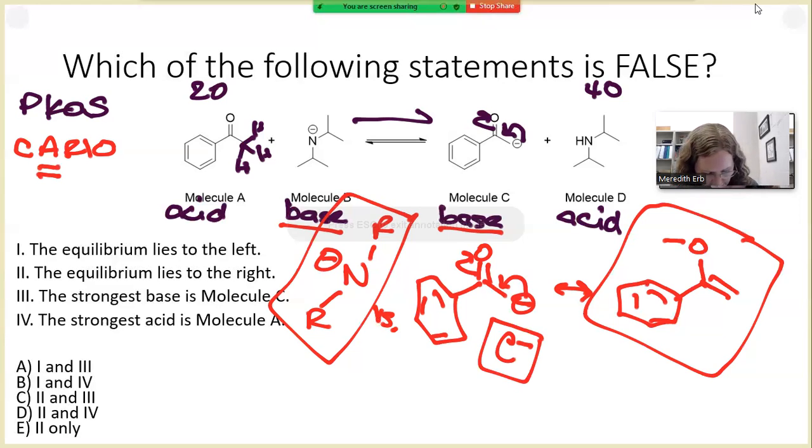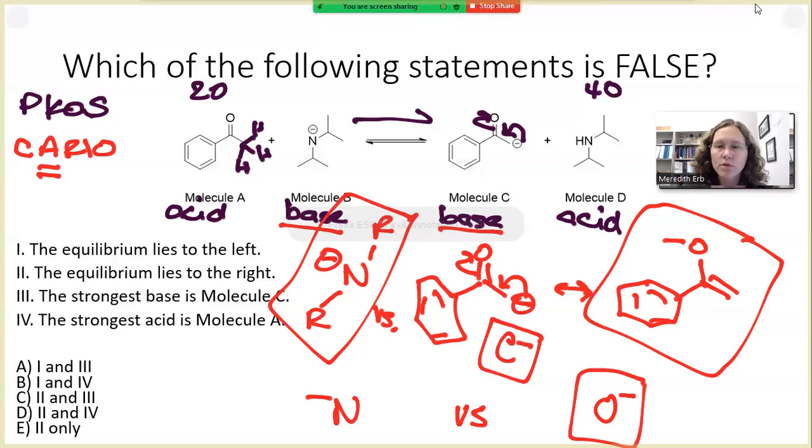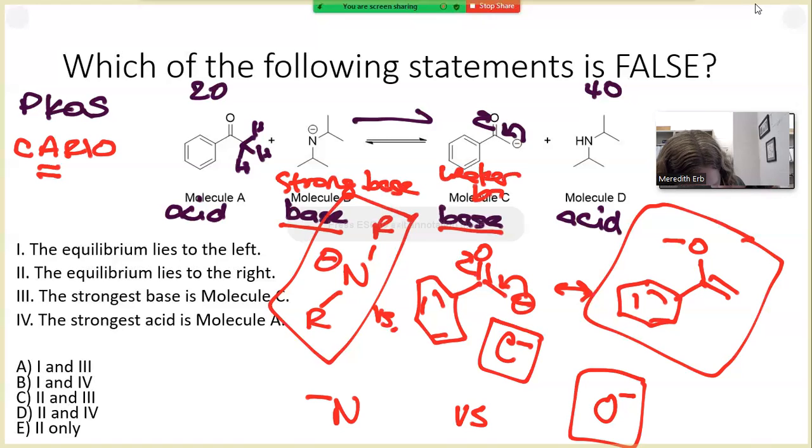So when we do that, it's N- versus O-. And O- is more stable because of electronegativity. The oxygen is more electronegative and it can better stabilize the negative charge. So that means that our stronger base is going to be the N- base. So I'll put strong base right here, and then weaker base. Using CARIO, we know that it always goes from strong base to weak base, just like with pKa's, we're going from strong acid to weak acid. So CARIO also supports this equilibrium going to the right.